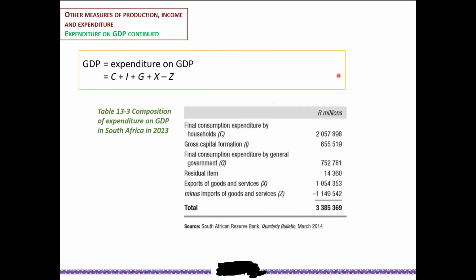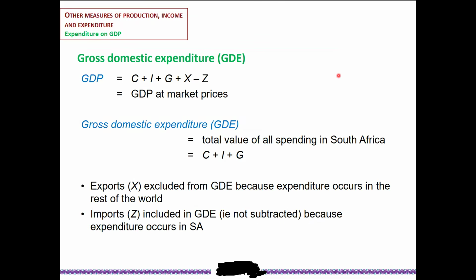In the foreign sector, which is through exports and imports, that is X minus Z. Then we also have gross domestic expenditure. Basically now we just want to look at the expenditure within the economy, right?